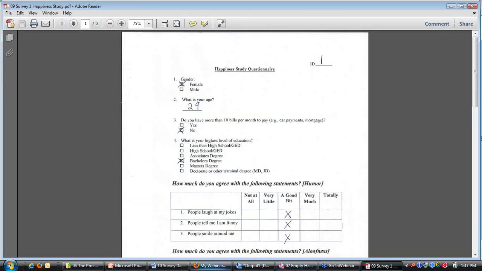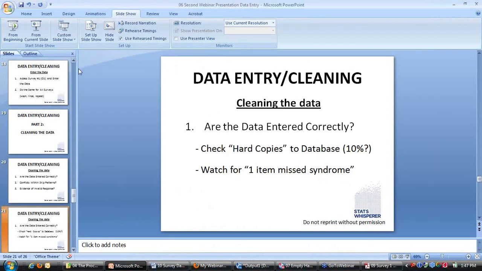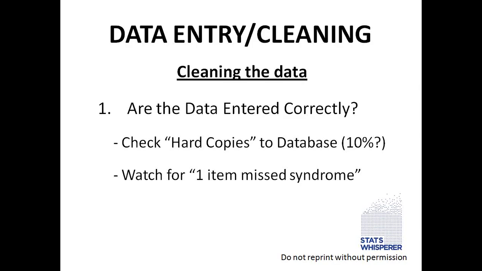Now, the other thing is you'll see in the slide here, I have a question mark, 10%, because sometimes what people do is if they have 1,000 surveys, they don't want to check 1,000, so they'll select every 10th or every 3rd, and they'll do that for 10% of the surveys. And if there aren't any mistakes, or if there are very few mistakes, they have confidence that the data are entered correctly. Some people will check them against the database, all of them, no matter what, which is a safe way to go. And you'll also see here, it says, watch for the one item miss syndrome.